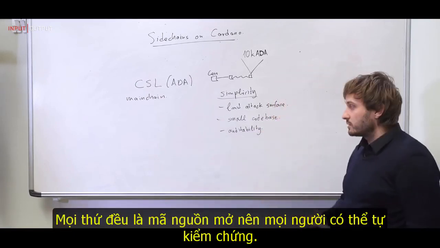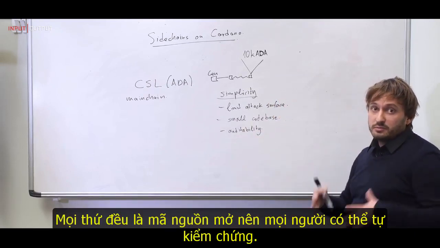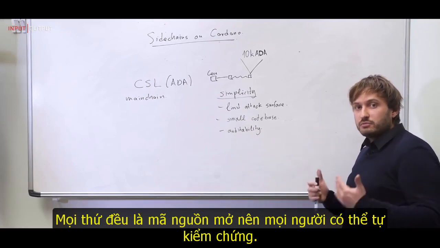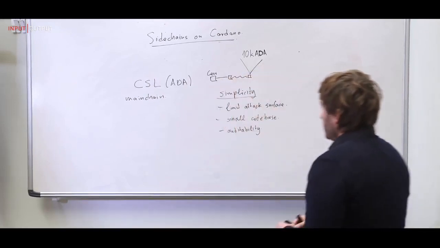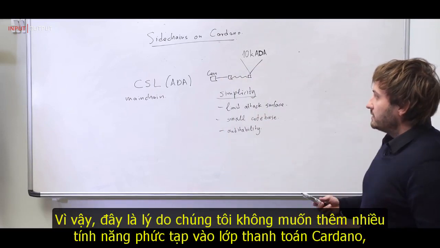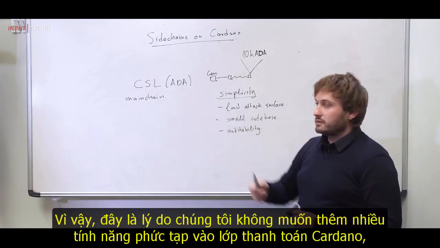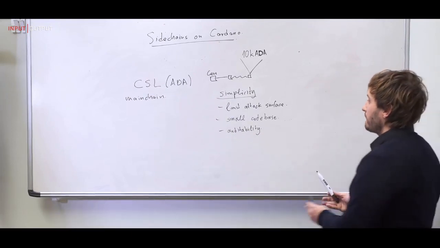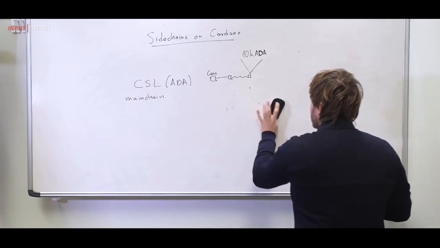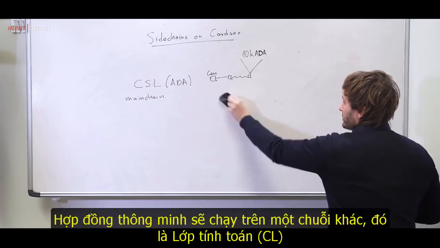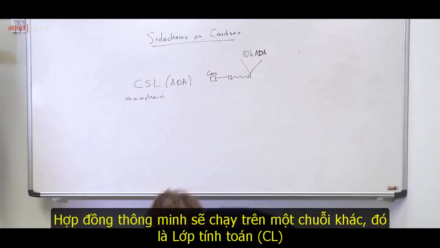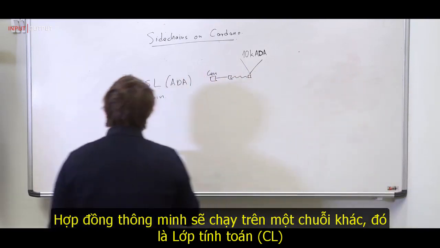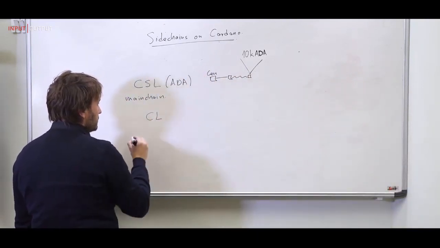Because everything is open source, people can look at this code, and because it's a short amount of code, they can see that everything will work fine from a security point of view. So this is the reason we don't want to add many complicated features to the Cardano settlement layer. We don't want to add Turing completeness or smart contracts here. To add support for smart contracts, there will be a different chain, the computation layer.